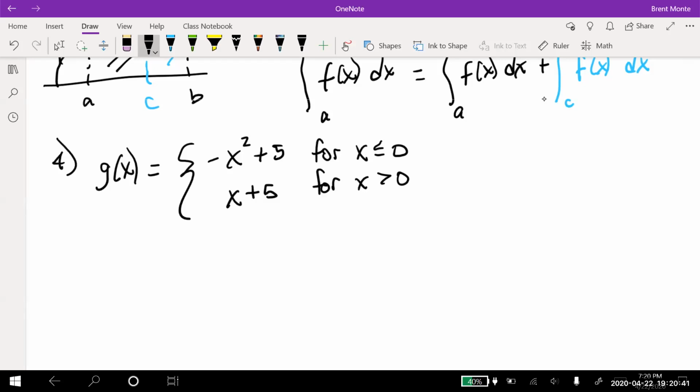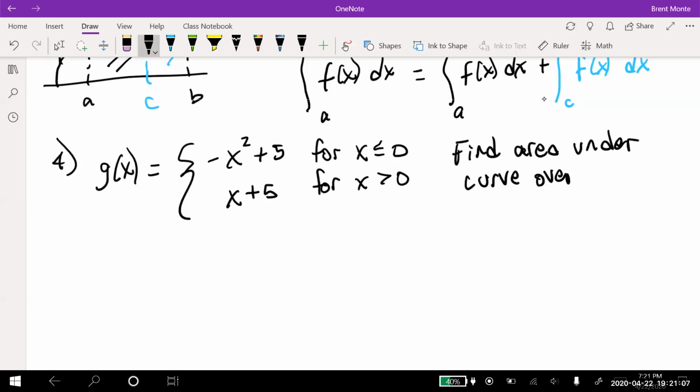Now, I'm going to draw the picture, although you don't need to draw the picture to do the problem, because what we're saying is if we're thinking about a number line, I should probably read you what the question says. Find the area under the graph over negative 2 to 3. Find area under the curve, and then they give closed interval negative 2 to 3.